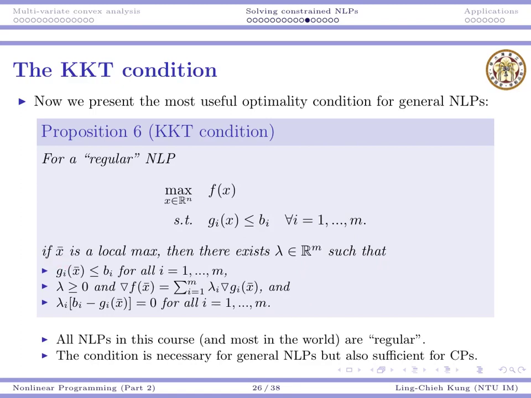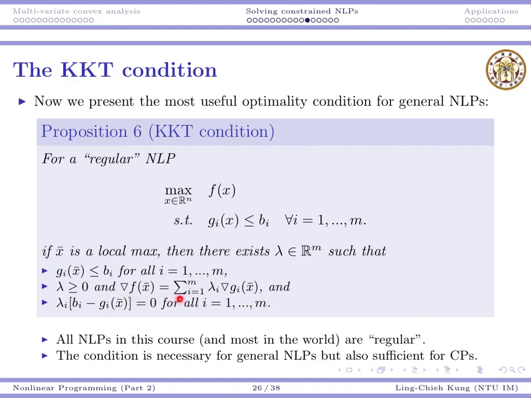First, x bar satisfies all the constraints. Now this is of course required. x bar must be feasible for it to be optimal. And then this lambda, as you may guess, are those Lagrange multipliers. So this lambda must be non-negative, and there is a weird equality here. The gradient of f equals the sum of lambda i times the gradient of g i.